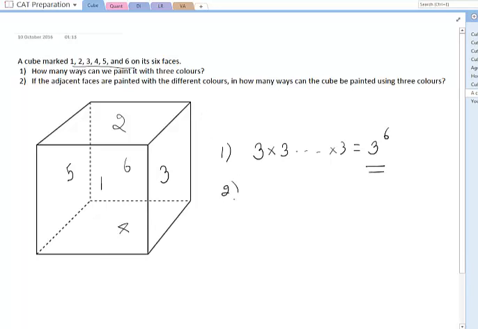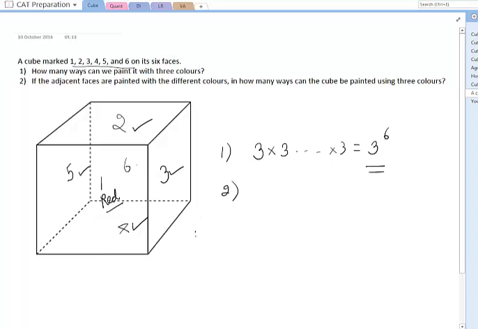The second part adds another condition. The second part says if the adjacent faces are painted with different colors, in how many ways can the cube be painted using 3 colors? So what it's saying is that if I paint face number 1 with red, I cannot paint the adjacent faces with red, which would mean I cannot paint 2, 3, 4, and 5 with red. You follow the same chain of thought for 3 colors, and you'll very quickly realize that the only way to paint the cube becomes that you paint the opposite faces with the same color.